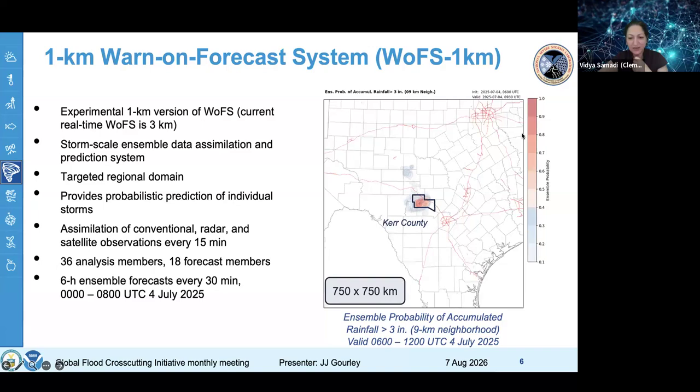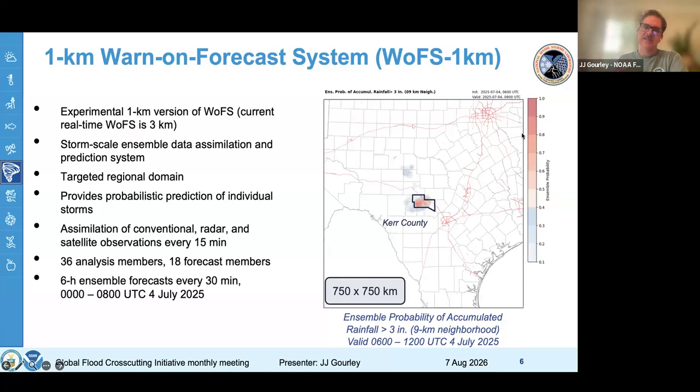So JJ, you're very bright. You developed EF5 years ago. I remember I ran that at the time. So what is the difference between this WOFS and EF5? Are they the same? I know EF5 does ensemble forecasting, it has a routing scheme and all.